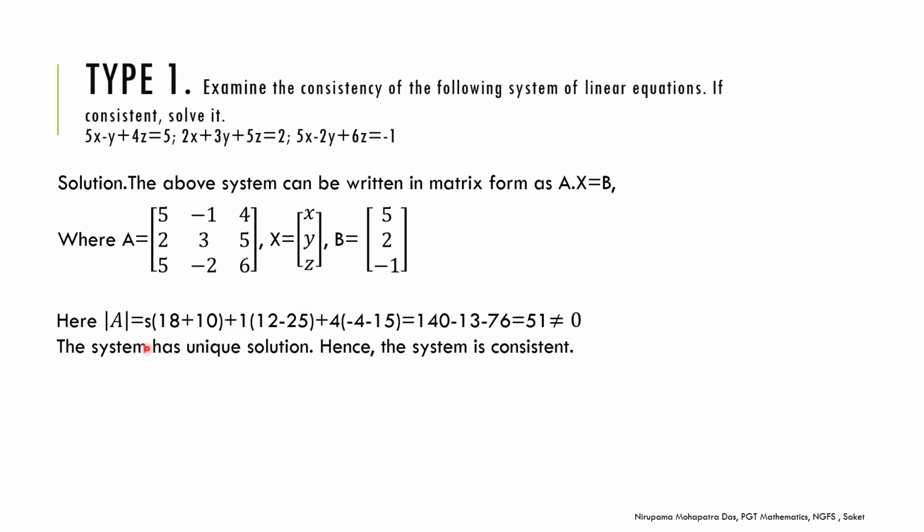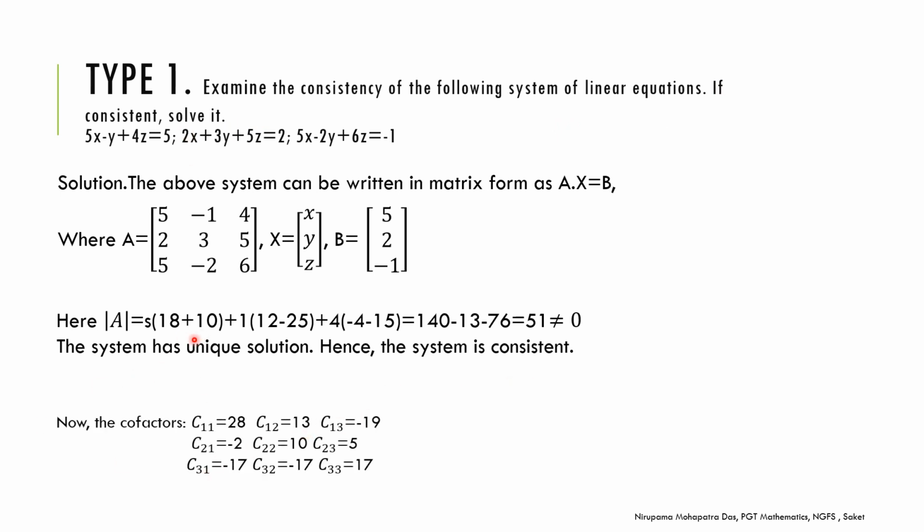So for this question in particular, determinant of A you are getting 51. So determinant of A not equal to 0. It means system has unique solution. So system is consistent. So first part of the question is examine the consistency. We have examined, system is consistent. If consistent, solve it. Okay, to solve it, we have to evaluate inverse of A and x equal to A inverse B.